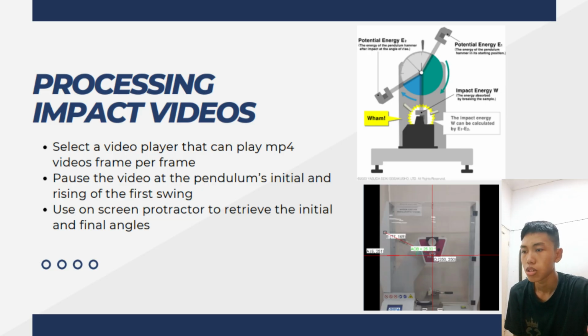Okay, so we're moving on to the part on how to process impact test videos. After recording each experiment with the phone camera, we need to process those recordings to get the initial and final angle of the pendulum swing. We can do that by selecting a video player that can play MP4 videos frame by frame so that we can get the right timing of the initial and final pendulum swing. After we get that, pause the video at the pendulum's initial position and the rise of the first swing, and use an on-screen protractor to retrieve the initial and final angle, as can be seen from the picture.